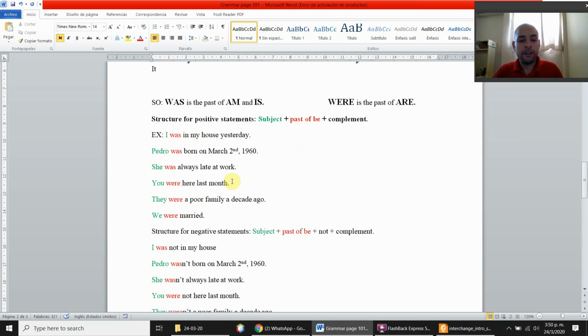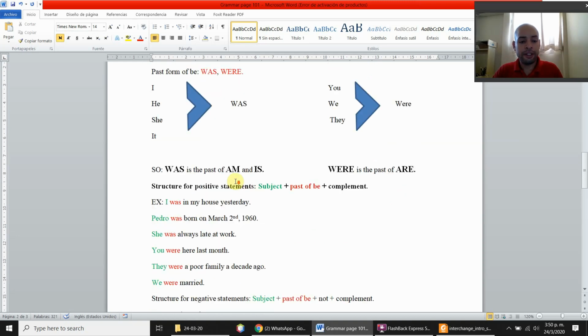Okay, the structure for positive statements: subject, past of be, and complement. Subject plus past of be plus complement. For example, I was in my house yesterday. Yesterday I was located in my house. Yesterday. Pedro was born on March 2nd, 1960.